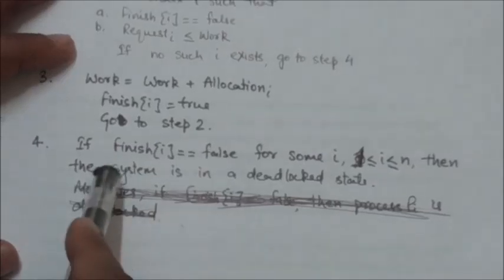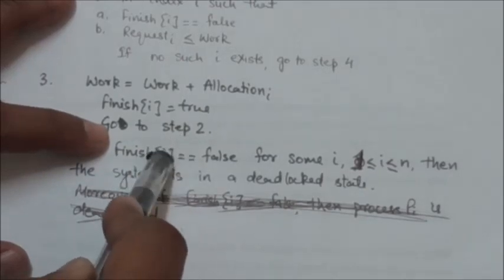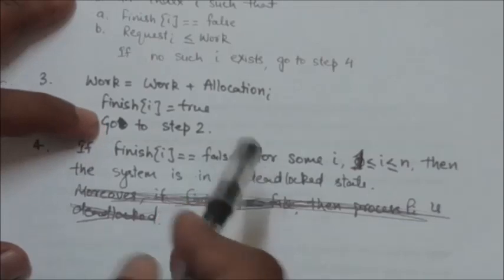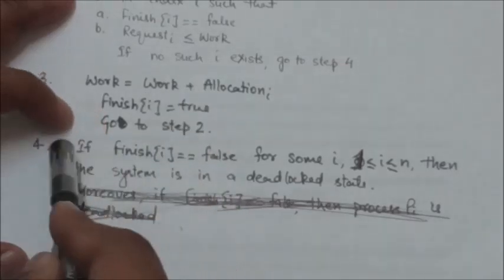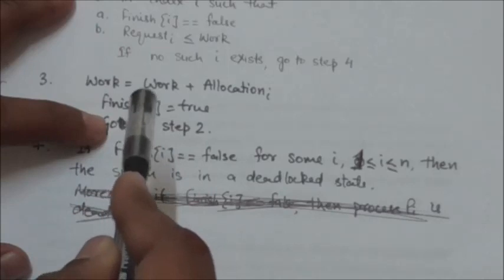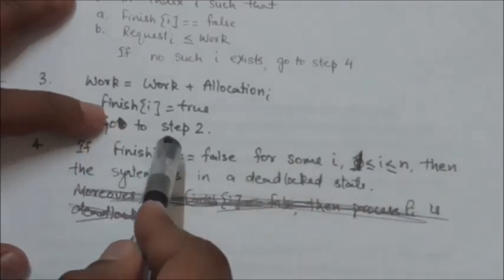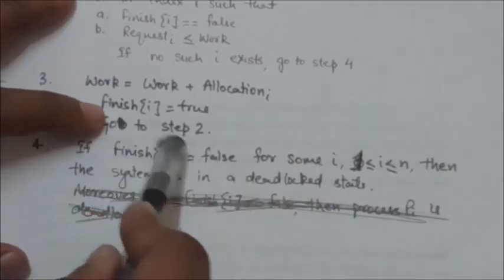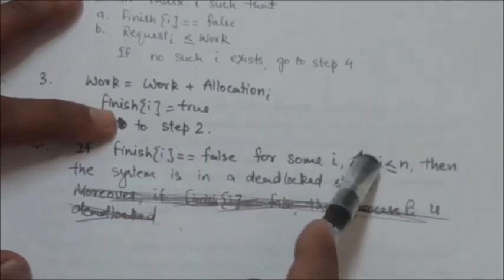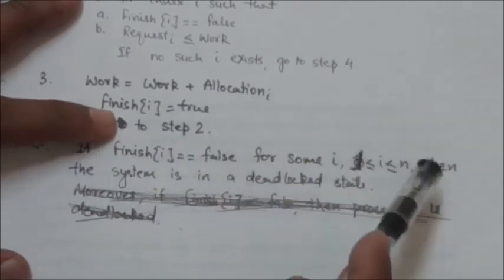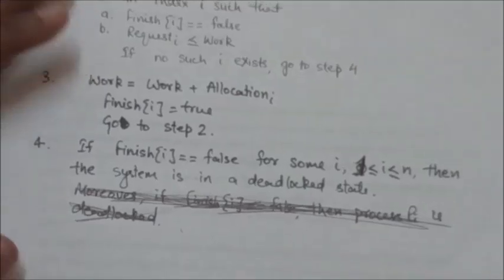Now what happens in step 4? In step 4, we check if in vector Finish, at any index I, the value false is there, then the system is in a deadlock state. It means we need to check all the values in the Finish vector at indexes from 1 to n, because there are n processes in the system. If somewhere we find the value false, then the system is in a deadlock state.